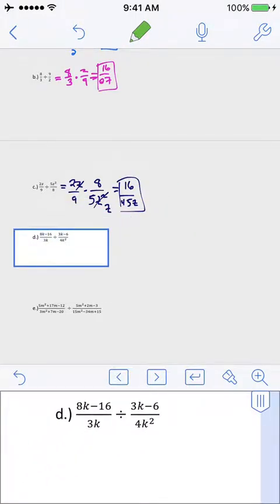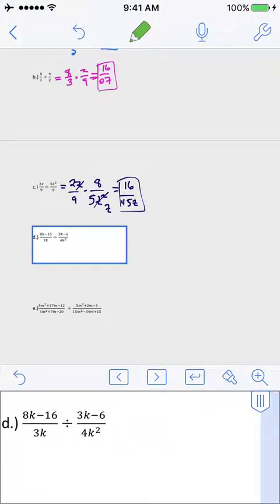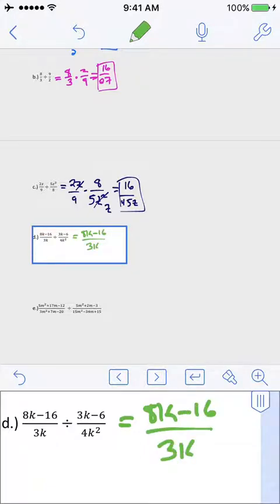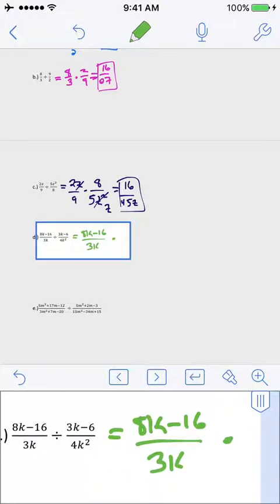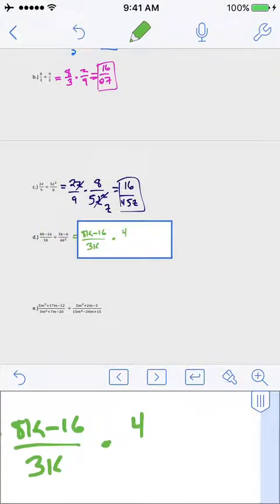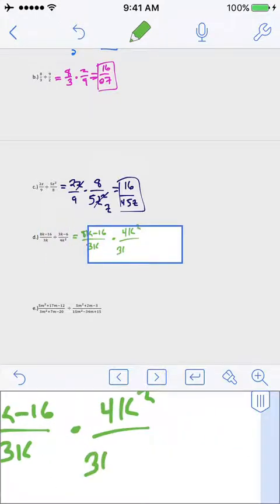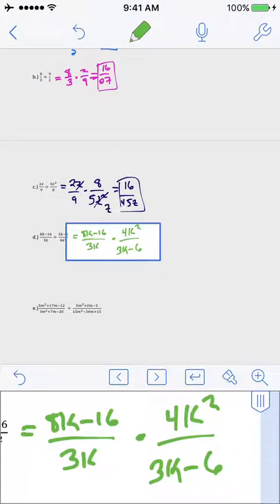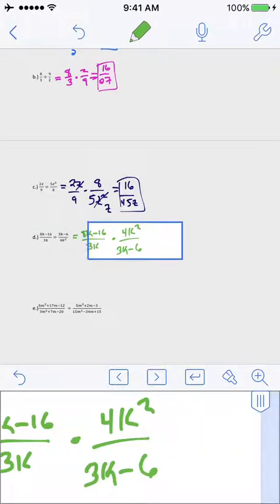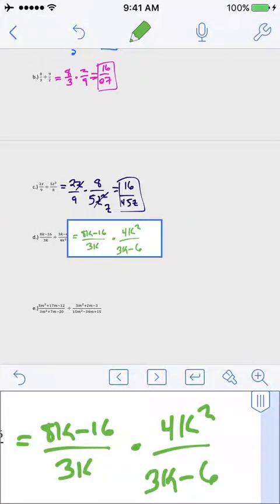Okay, cool. Now let's try one with binomials. First, I'm going to change it to a multiplication problem. So first, I'm going to continue like nothing has changed. I've got 8k minus 16 over 3k, leave that one the same, times, now I'll use the reciprocal, 4k squared over 3k minus 6. So starting with the reciprocal, that changes it from a division problem into a multiplication problem, right? Now we've already done this, right? We've done multiplication problems.